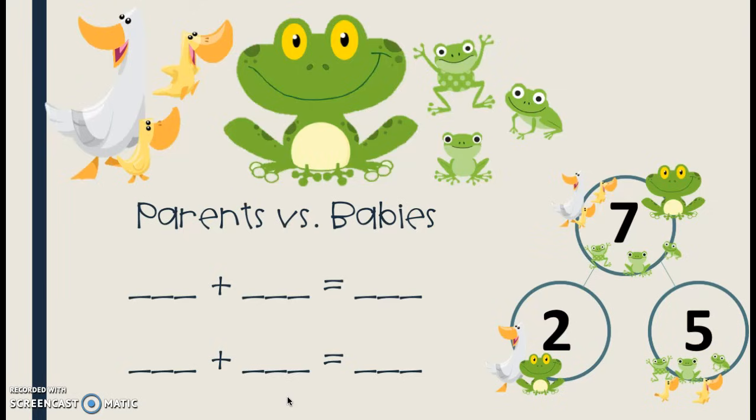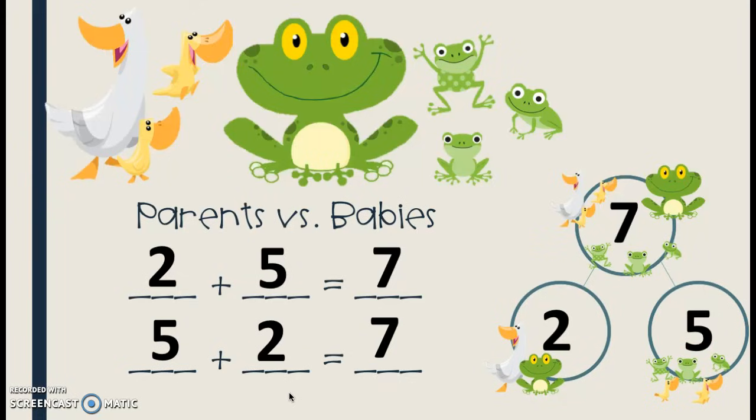Okay, here we go. So I did parents plus babies first, versus baby first. So I did 2 parents plus 5 babies equals 7 animals. Then I flipped around the parts and I started with the babies first. I mean, they're cuter anyway. And I said 5 babies plus 2 parents equals 7 animals.